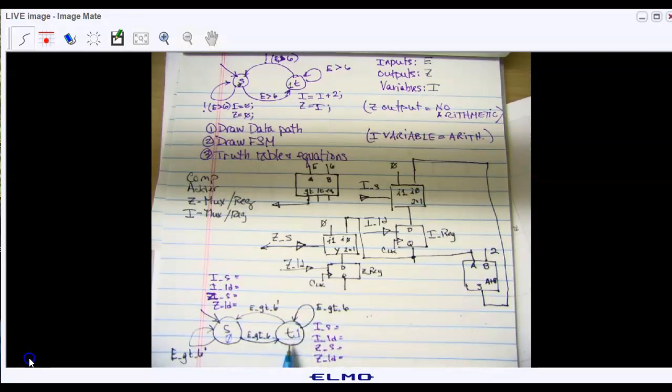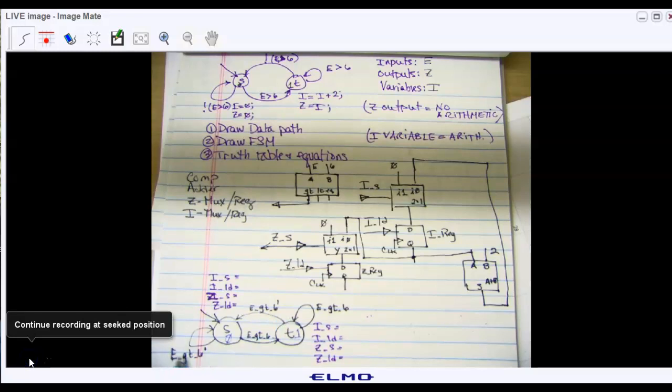Staying inside T is the same, right? That flag is true again, E_GT_6. And then movement from T back to S on the complement of the flag. So at this point, you have the finite state machine mostly drawn.